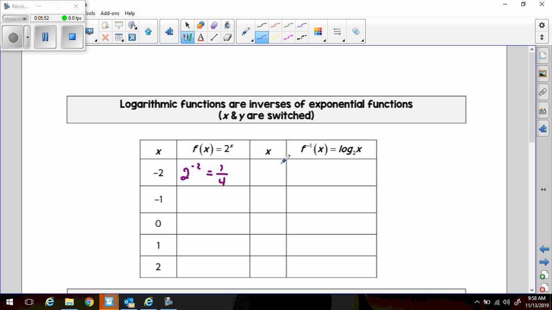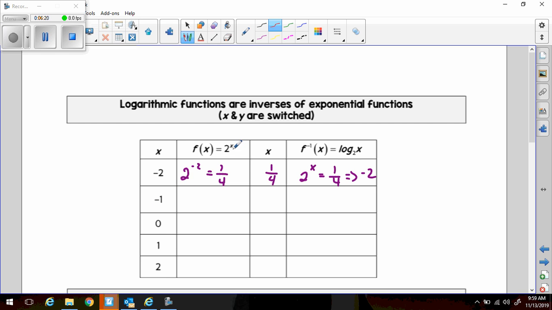If I substitute in 1 over 4 to this, then I say log base 2 of 1 over 4 means 2 to the what power is 1 over 4. And this is going to give me negative 2. 2 to the negative 2 power is 1 over 4. So they are inverses of one another. I'm just going to keep going. Do it again.